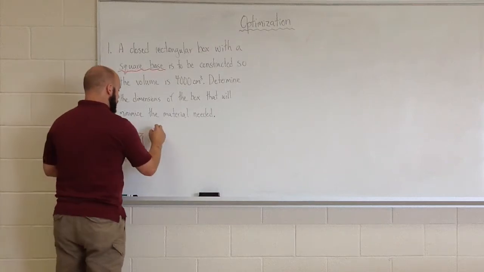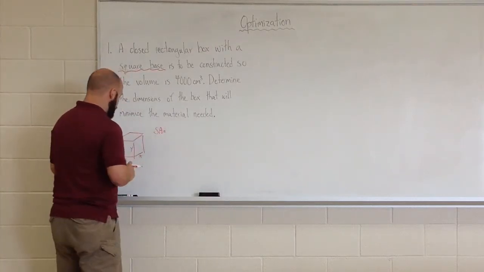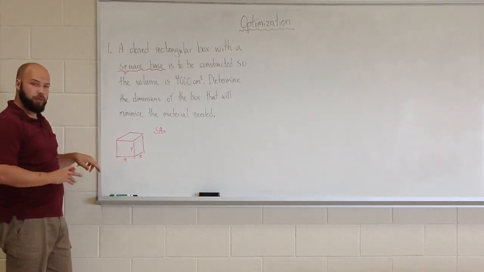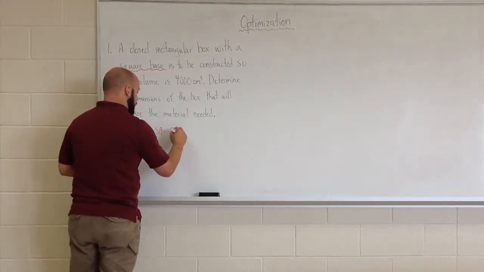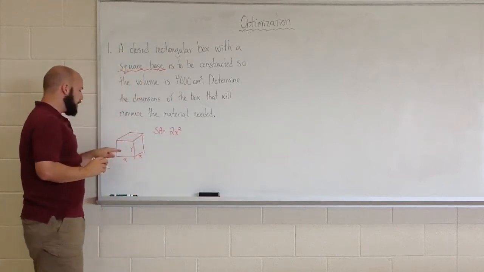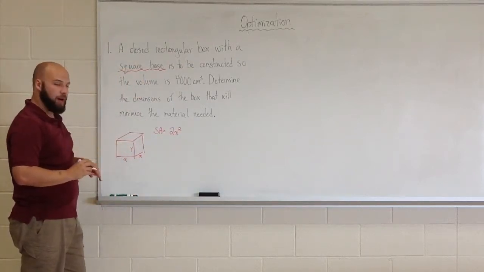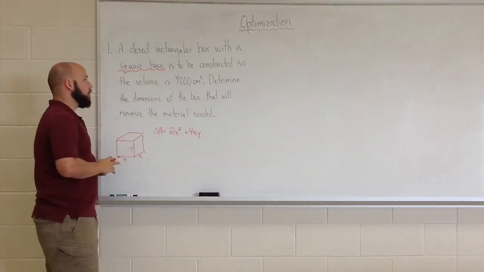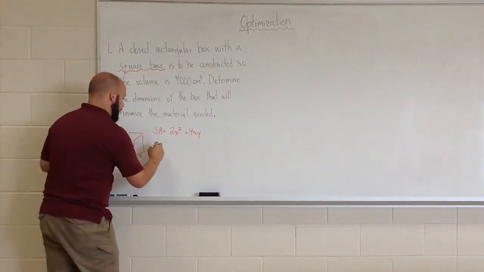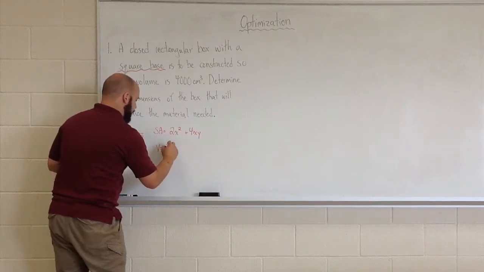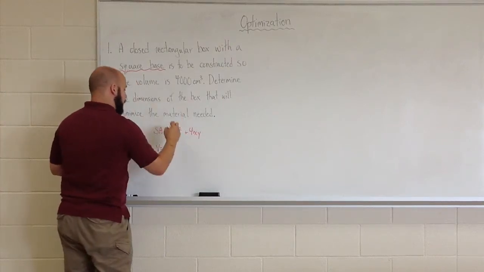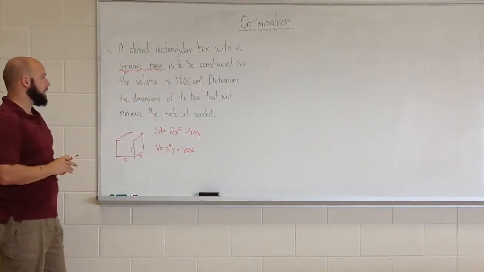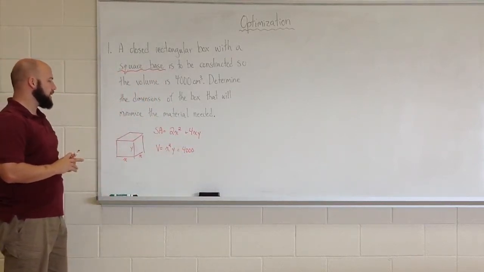Okay, so I said we need this surface area equation. We're going to have the base and the top both being equal to x squared, so 2x squared, plus 4xy for the sides, where the volume here is given as x squared y, which equals 4,000. Okay? Now we need to determine these dimensions.